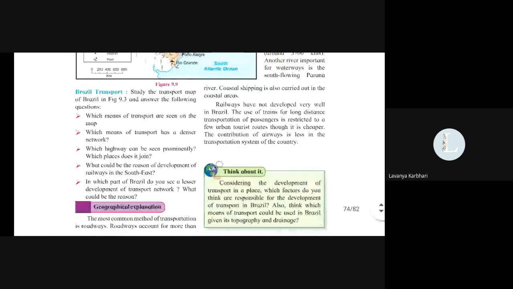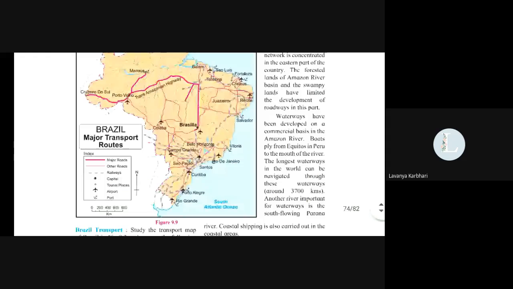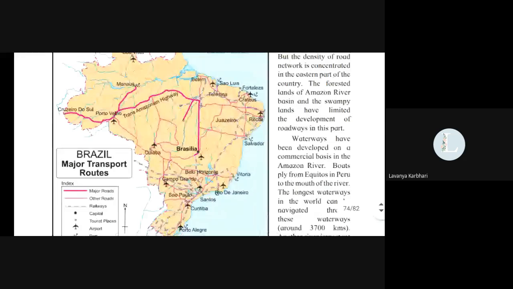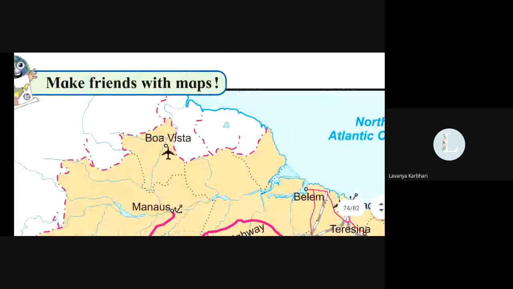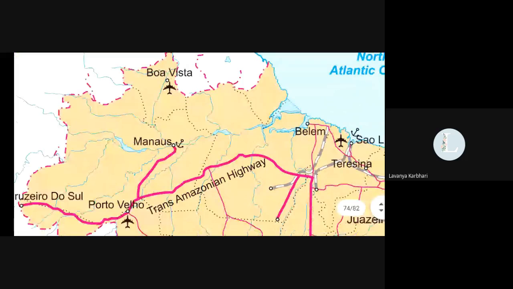Which part of Brazil do you see a lesser development of transport network? What could be the reason? तर ब्राझीलच्या कोणत्या पार्टमध्ये तुम्हाला सगळ्यात कमी प्रमाणात ट्रान्सपोर्ट फॅसिलिटी दिसते? तर ऑब्विसली इट इज नॉर्थ वेस्टर्न पार्ट. ओके, जो काय हा नॉर्थ वेस्टर्न पार्ट आहे, येथे ट्रान्सपोर्ट फॅसिलिटीचं नेटवर्क अत्यंत कमी प्रमाणात आहे. तर त्यासाठी फार वेगळ्या रिझन्स आहे.